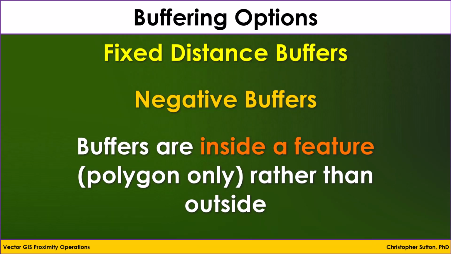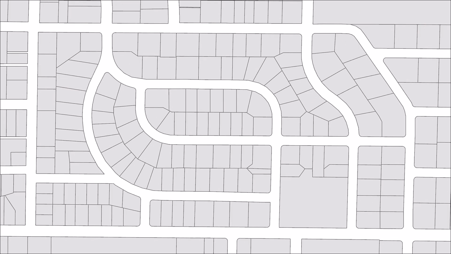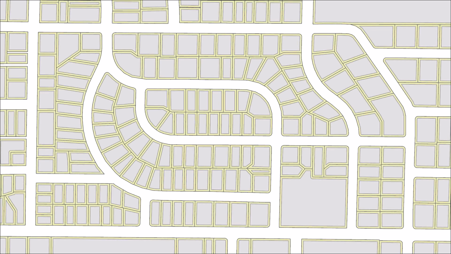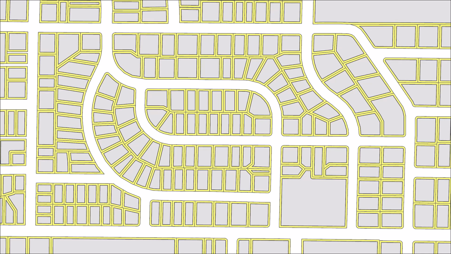Let's look at an example. Here we have parcels in a city, and let's say we have a city ordinance that prohibits structures within 10 feet of a property boundary. To create a negative buffer inside the polygon, we would specify a distance of -10 feet, which will give us an output that looks like this. The areas in yellow are the areas inside each parcel where structures are prohibited.